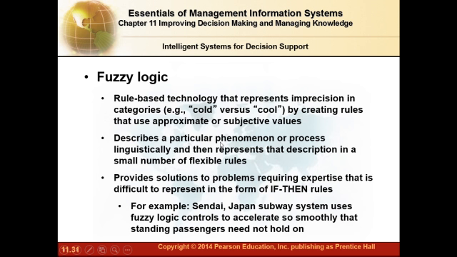Fuzzy logic describes a particular phenomenon or process linguistically and then represents that description in a small number of flexible rules. It provides solutions to problems requiring expertise that is difficult to represent in the form of if-then rules. Like case-based reasoning, the rules are about if-then, but fuzzy logic provides solutions to problems requiring expertise that is difficult to represent in the form of if-then.